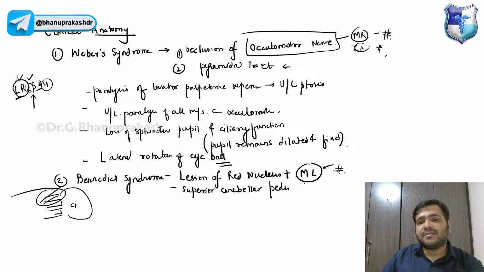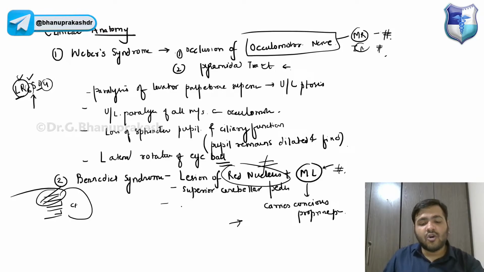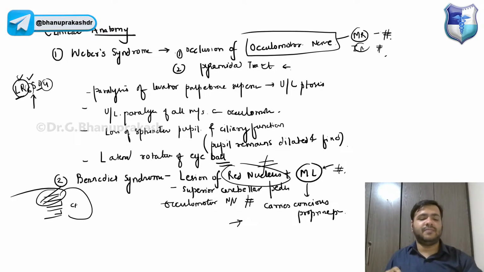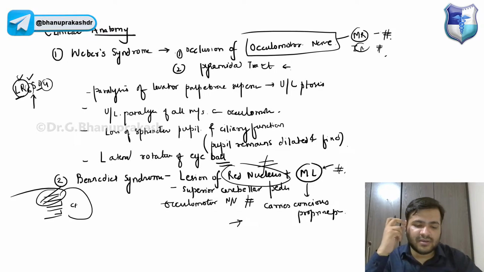Now, this medial lemniscus, guys, you already know it carries conscious proprioception from the contralateral part, like touch, pressure, vibratory sensations. So all this is lost. The oculomotor nerve lesion, obviously, will involve the red nucleus, so all the functions of the red nucleus are lost. The oculomotor nerve lesion is also there, so that is also lost.